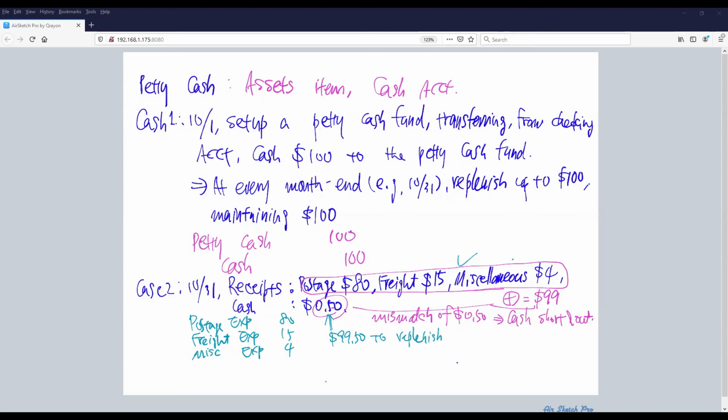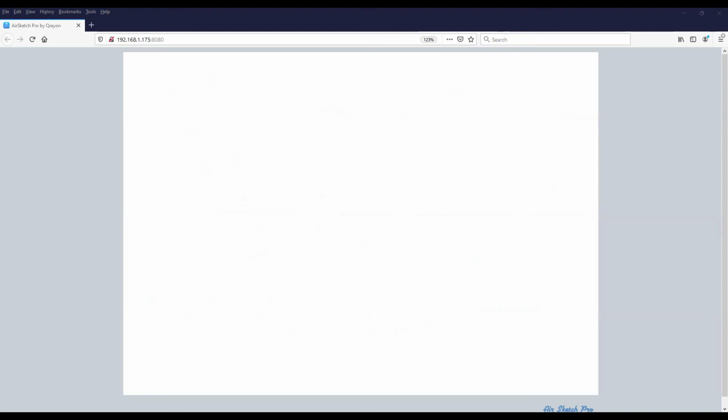So you can say that you've used up petty cash. Oh my, I'm in trouble. Yes, I don't have much space. Okay, let me write down on the next page again.